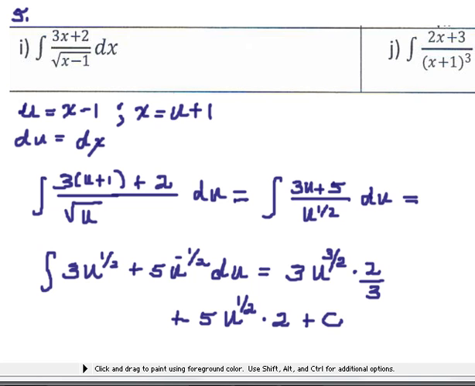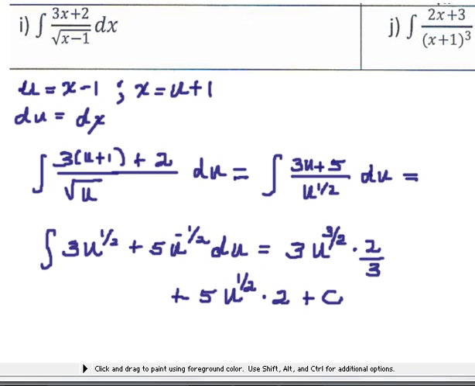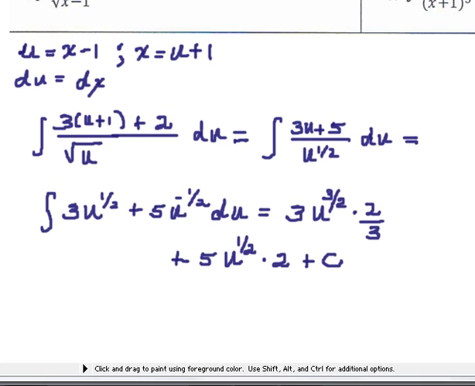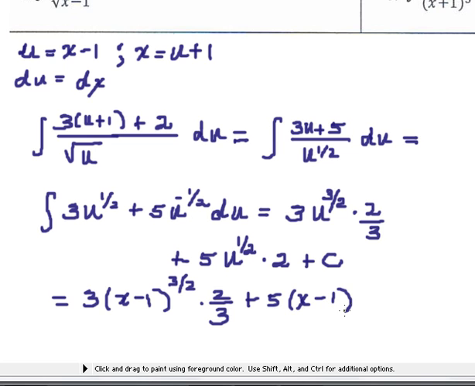All right, let me just scroll up a little bit, and all we have to do to finish this problem is substitute u equal to x minus 1. So let's finish up, and we have 3 times x minus 1 to the 3/2 times 2/3 plus 5 times x minus 1 to the 1/2 times 2 plus c.